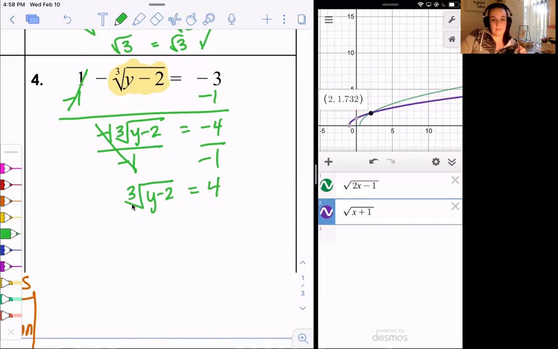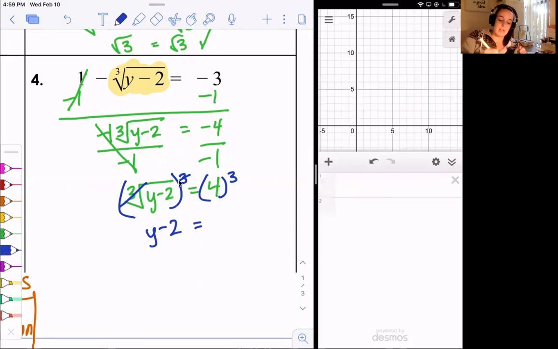Now, here's the difference. We had square roots before, right? So we used a square. We had a 3 here, so we are going to use a 3 here. We're going to cube it like that. What we do on one side, we have to do on the other as well. So we're going to cube the 4 as well. Cube root and cube cancel, leaving me with y minus 2 equals 4 to the third.